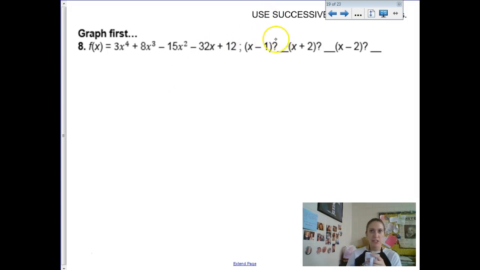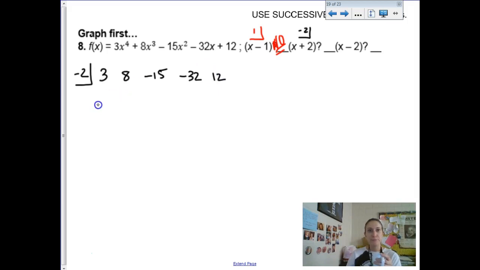I'm going to give you a hint for time. Let's pretend I did successive divisions, okay? And I tried putting 1 inside the box. When I did that for synthetic division on this one, it didn't come out to a remainder of 0. So I'm just going to go ahead and tell you this one does not work. But let's go ahead and try negative 2 in the box, right? Because that would be the solution here. We have a 3, 8, negative 15, negative 32, and 12. All right. Spoiler alert, it works.